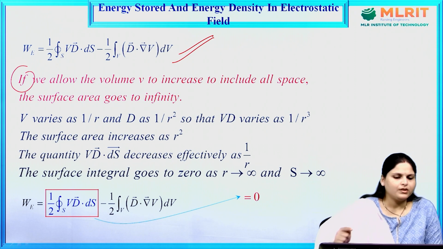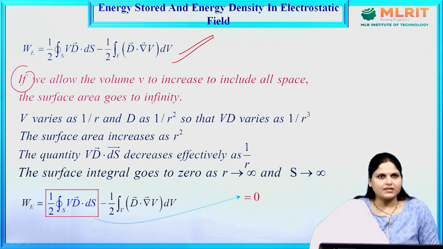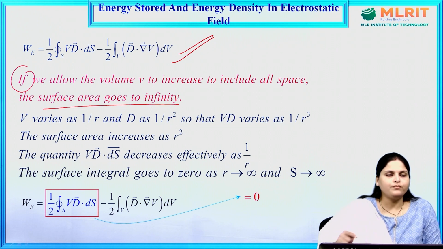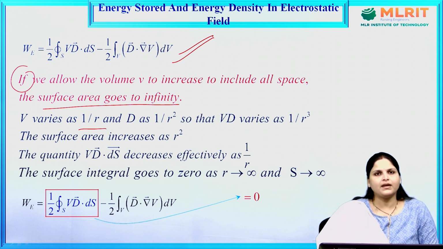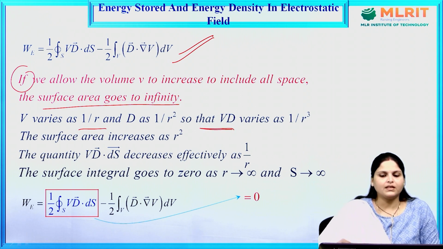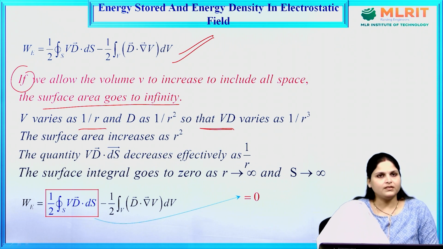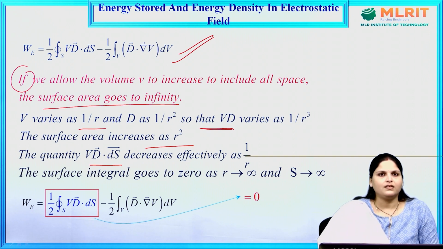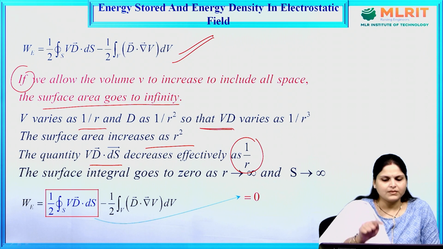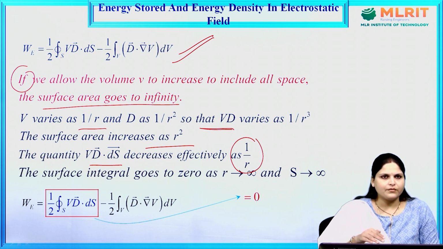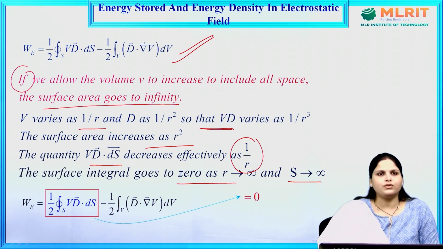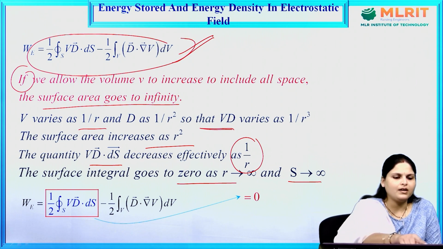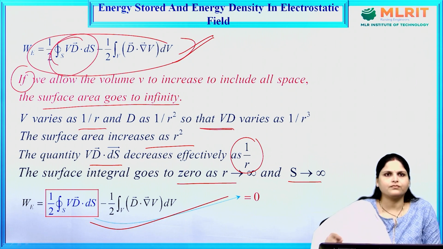Now if we allow the volume V to increase to all space, this surface area goes to infinity, and in that case V varies as 1 by R and D varies as 1 by R square. So combinedly, VD varies as 1 by R cube, and the surface area increases as R square, so the quantity V D dot dS decreases effectively as 1 by R. The surface integral goes to 0 as R tends to infinity and S tends to infinity. So basically in this formula, this entire term becomes 0.